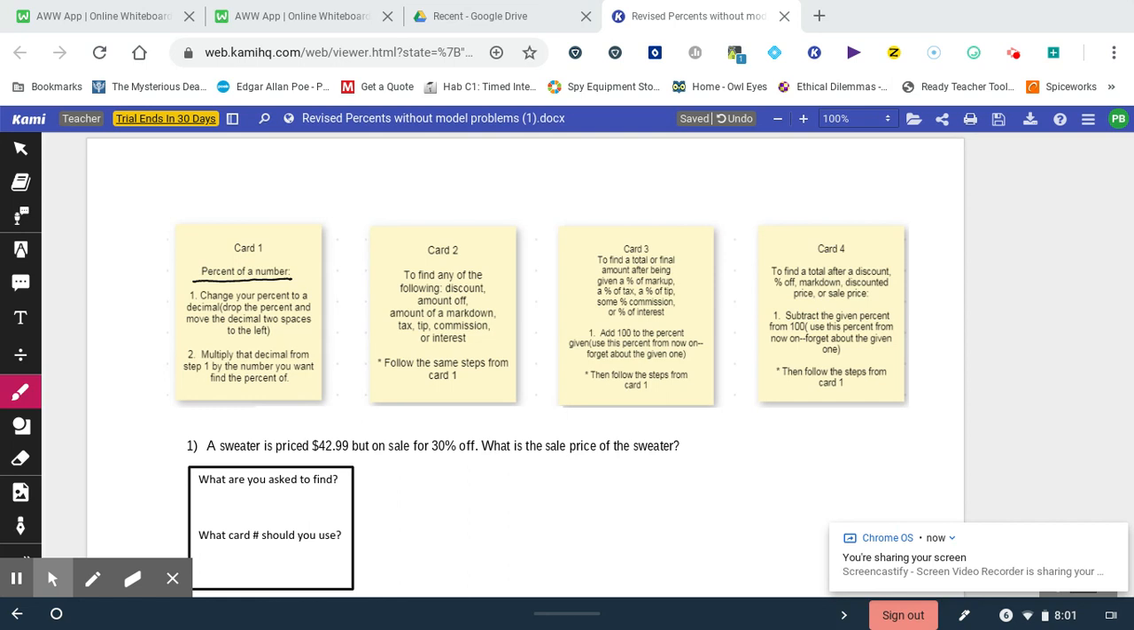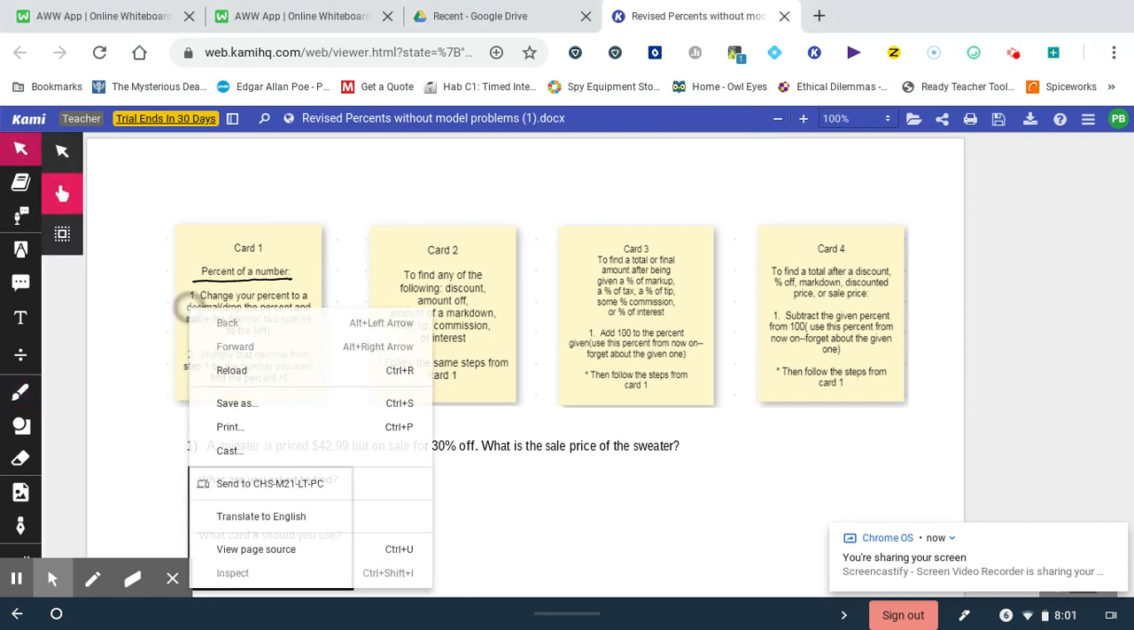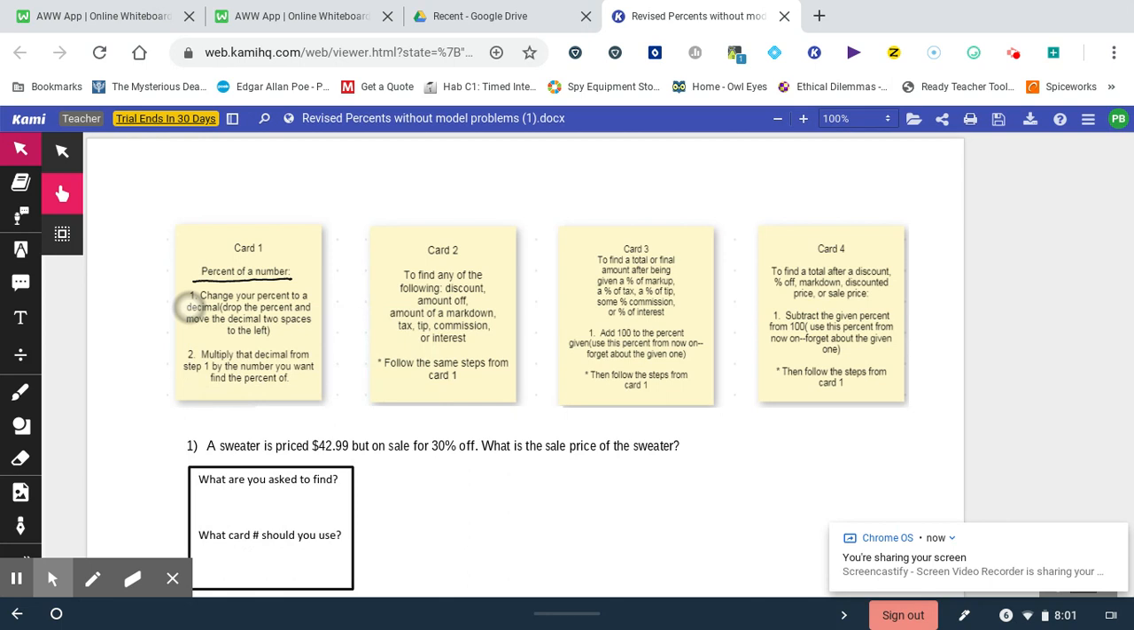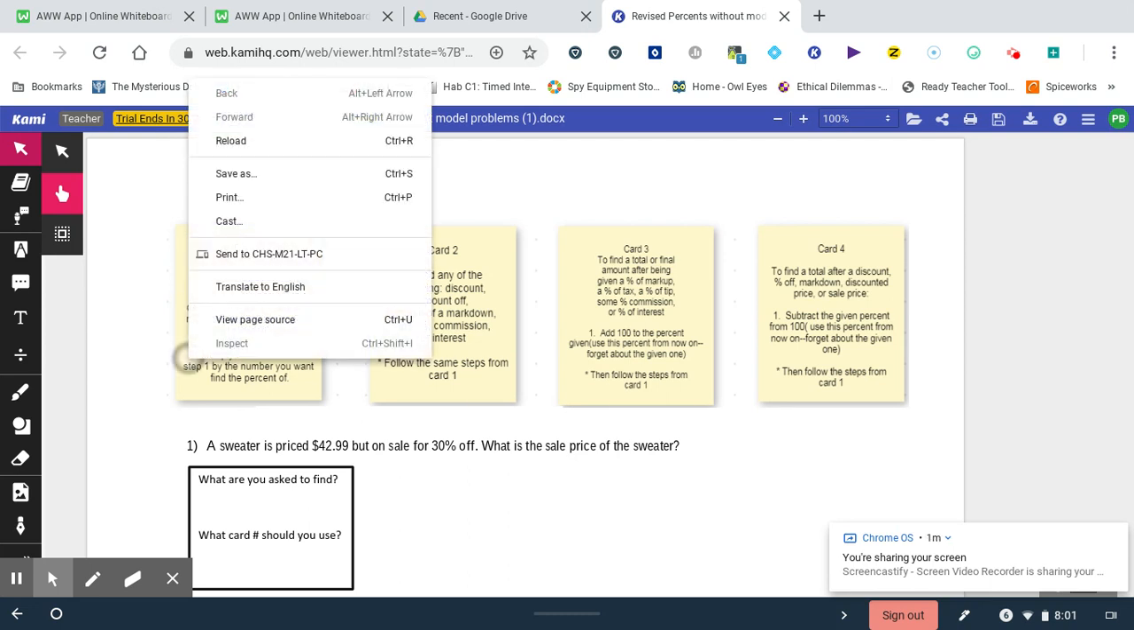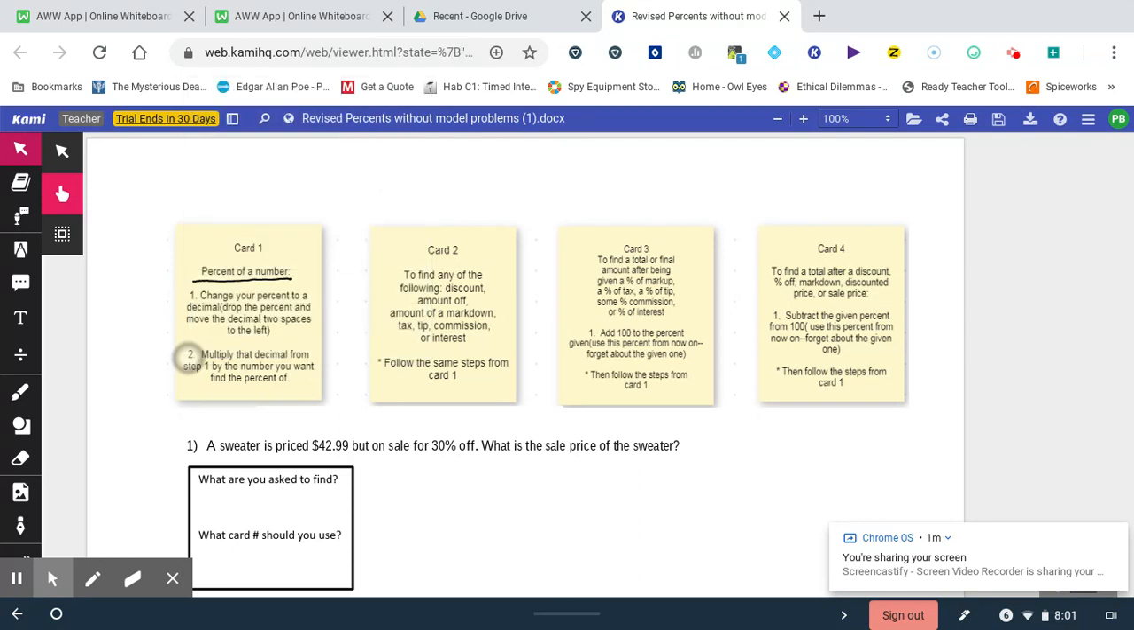The first thing you would do is change your percent to a decimal. And the way you do that is you drop the percent and move the decimal 2 places to the left. After you change your percent to a decimal, you're going to multiply that decimal from step 1 by the number you want to find the percent of. So suppose you want to find 70% of 10. That means that you're going to change your 70% to a decimal, but you're trying to find that percent of 10. So you multiply your decimal times 10 because that's the number you're trying to find the percent of. But when we get into these, we'll look more at exactly what we're trying to do.